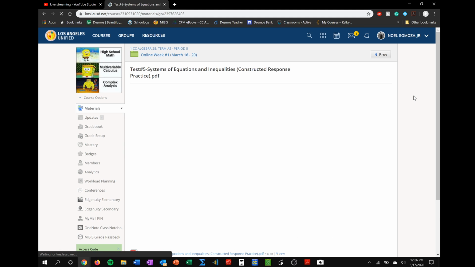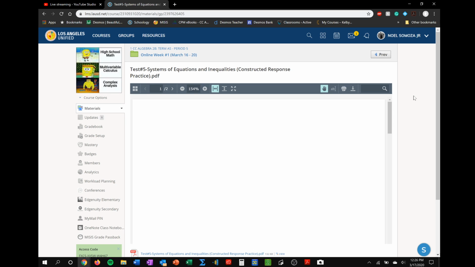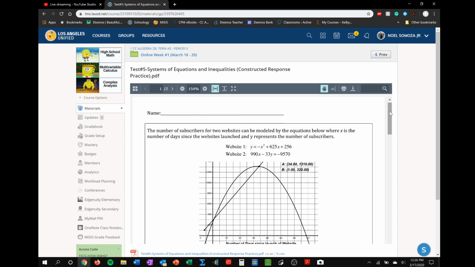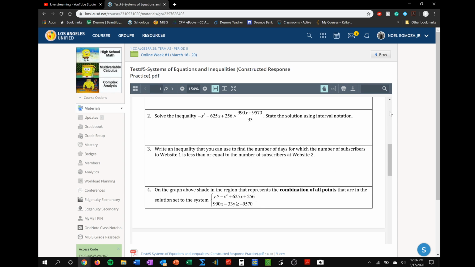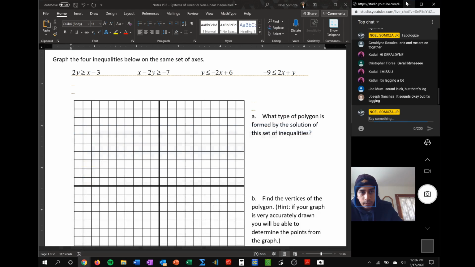Here's the first one that we're going to go through, and the second one is there as well. This is the second part, the constructive response, and we'll take a look at it in the second half. So it's all there. All right, let's go back.